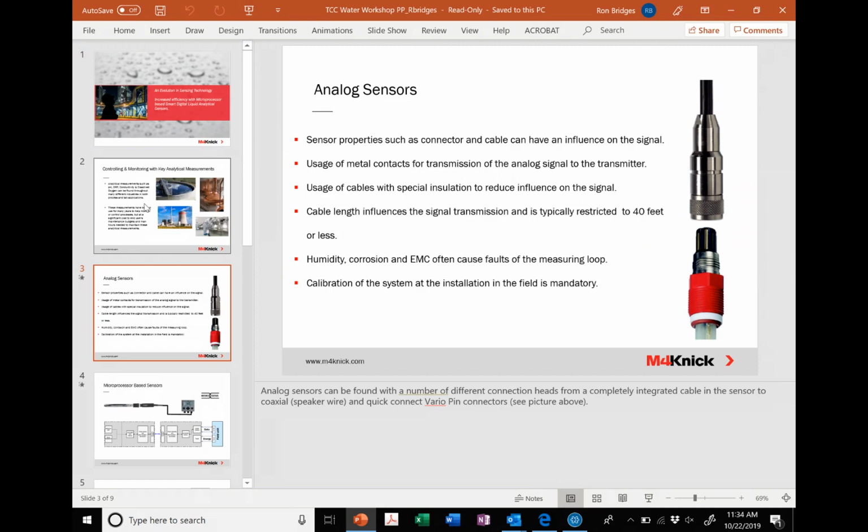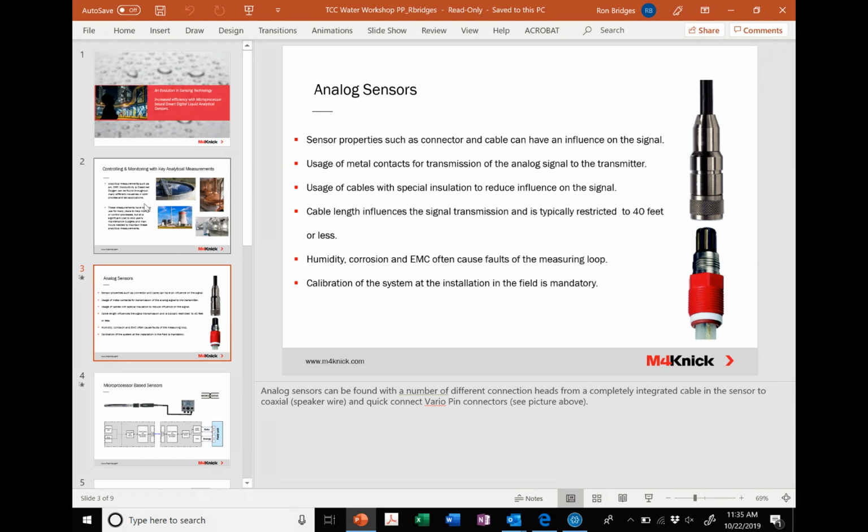The next thing you will typically see in this technology is the use of metal connections. A lot of times customers want the ability to do a quick disconnect, and in the image on the slide, this is a Variopin connection. The electrode itself has metal contacts that have to engage into that connector. So if you're in an application with high moisture or corrosion, that will directly influence the quality of the signal itself.